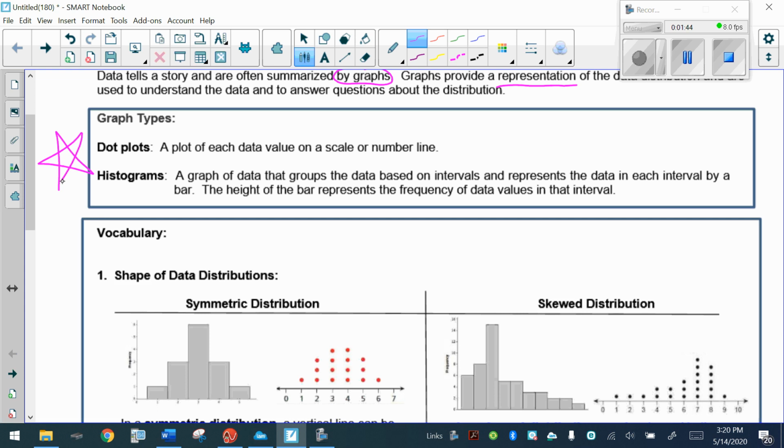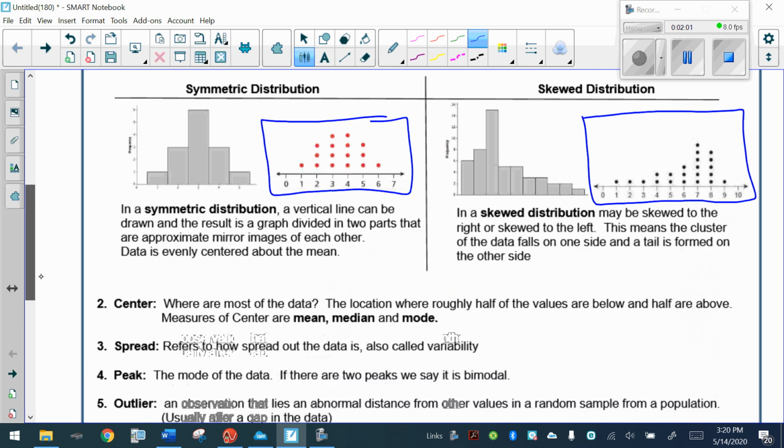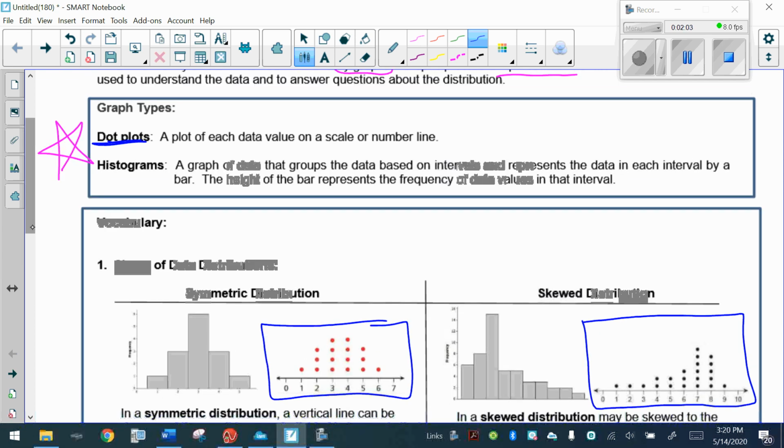If you look down below, I'm going to circle my dot plots or box them in this blue color. These are examples of what dot plots look like. Okay, I think there's probably maybe another one. Nope, okay. So those are what the dot plot looks like. You just put one dot for each data value on a number line.